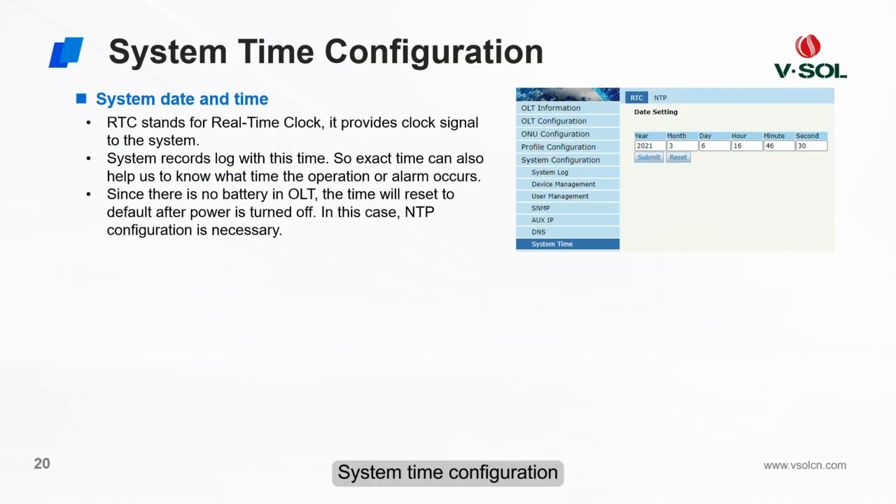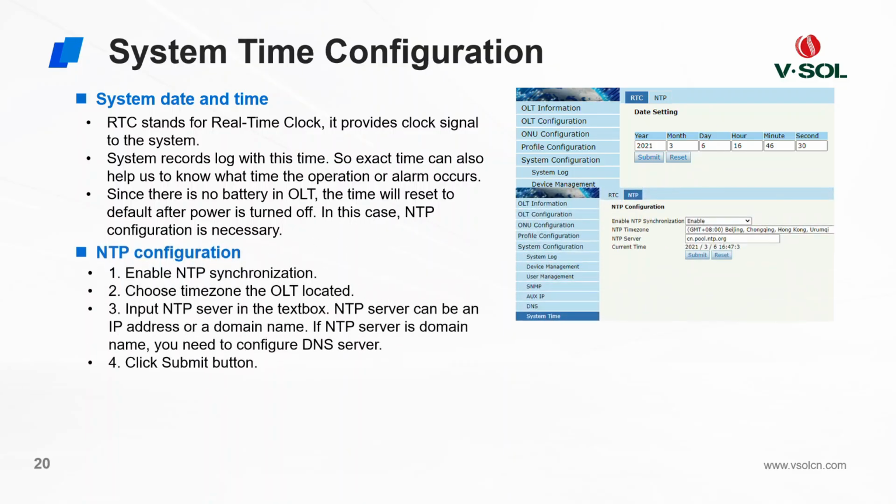System time configuration. The OLT needs a clock signal to make the system work normally, and the system records logs with the time. So exact time can also help us know what time an operation or alarm occurs. Since there is no battery in the OLT, the time will reset to default after power is turned off. In this case, NTP configuration is necessary.